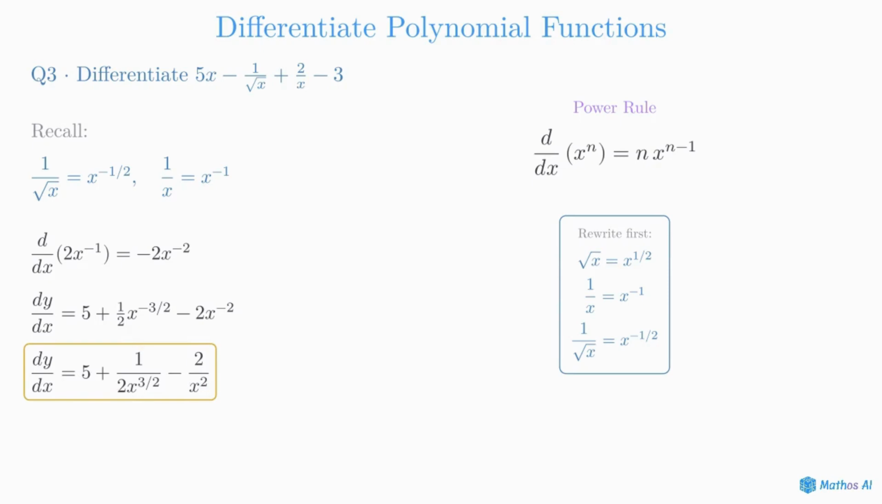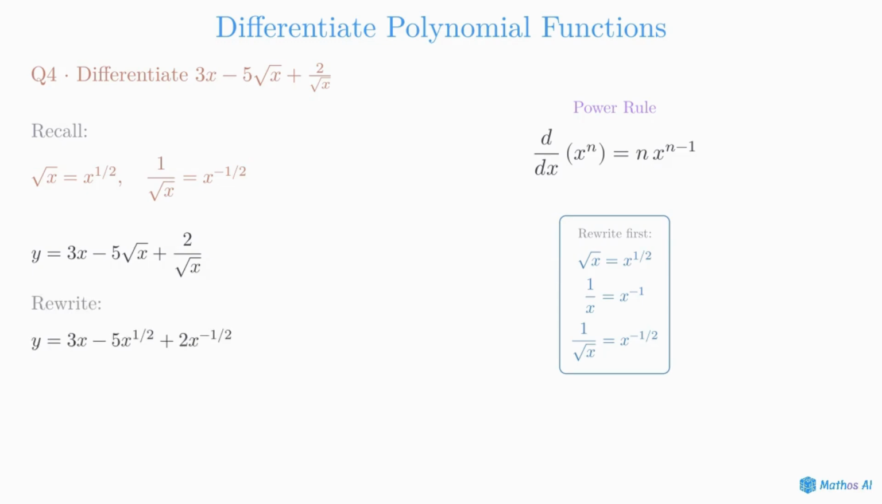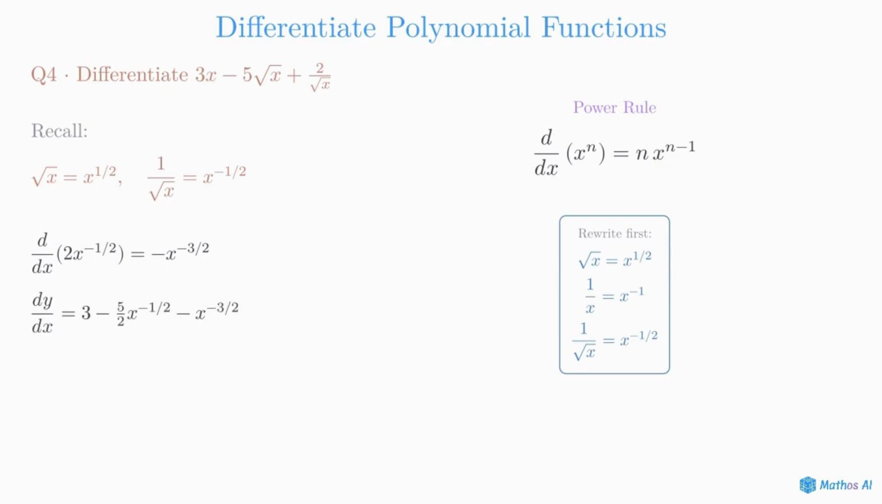One more. Combining square roots with negative powers. Part D. Both a square root and 1 over a square root. Rewrite both. Our function is 3x minus 5 root x plus 2 over root x. Rewrite as 3x minus 5x to the 1/2 plus 2x to the negative 1/2. Negative 5 times 1/2 gives negative 5/2, x to the negative 1/2. 2 times negative 1/2 gives negative 1, x to the negative 3/2. Combining all 3 terms, rewriting in root form, gives our final answer.